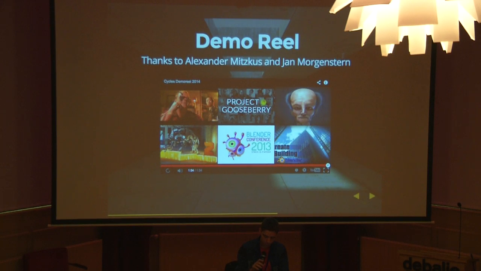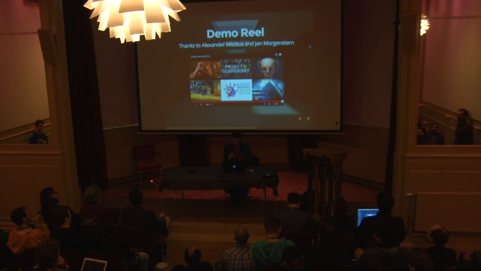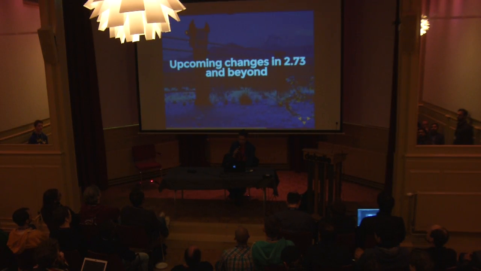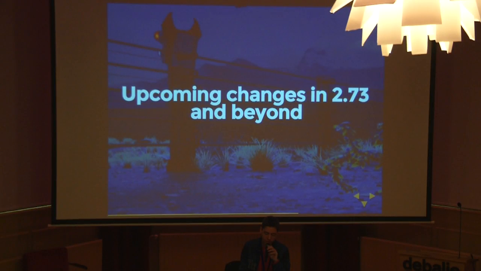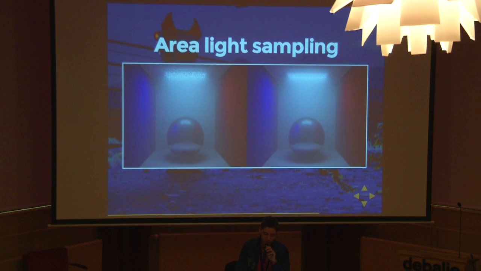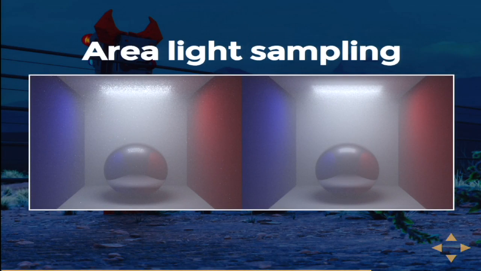All right. So let's talk a bit about upcoming changes, changes that we already did for the upcoming 2.73 release, and things that we want to work on afterwards. A few improvements recently done by Sergey here. For example, improved area light sampling.